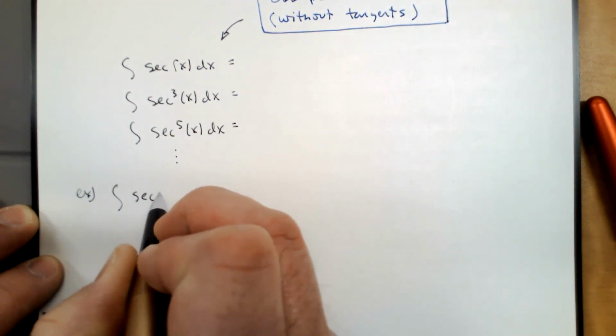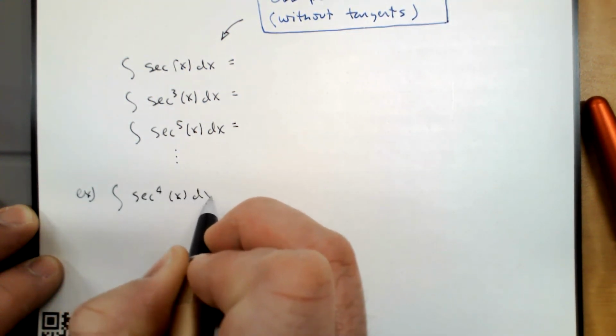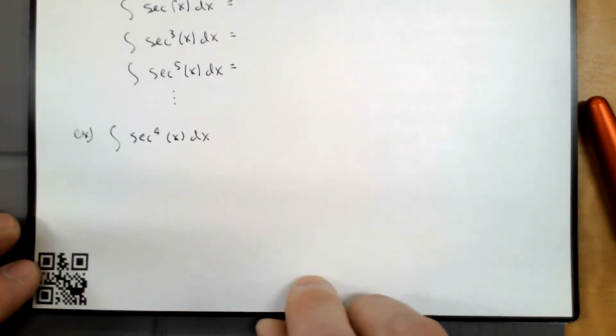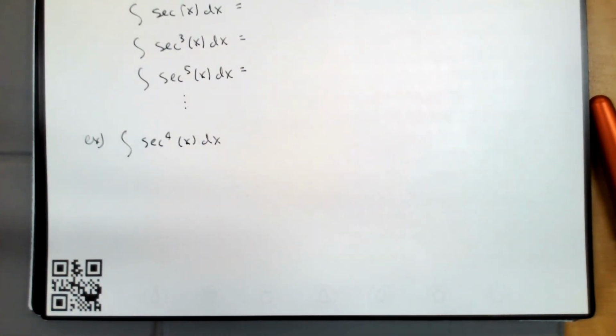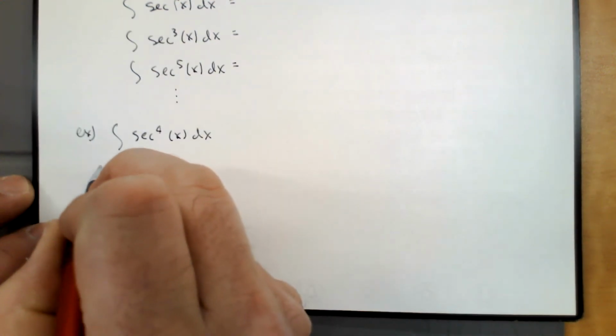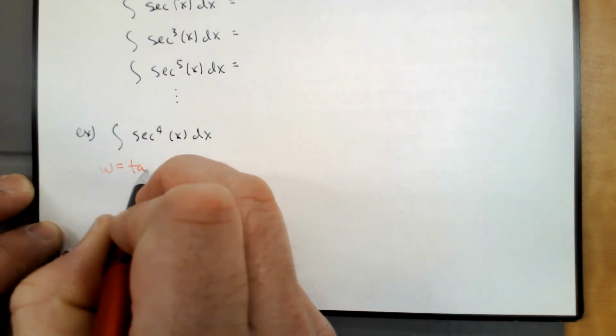Let's suppose we have secant to the fourth. We're going to make the substitution. We have an even powered secant, and we know that the substitution that will work is tangent, because this secant to the fourth has enough room for a secant squared to be the dw, and it leaves two secants to turn into tangents. That's where we're going to get our tangents from. So what we're going to say is w is equal to tangent, even though it's not there.